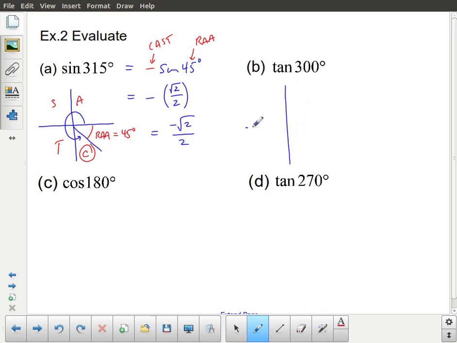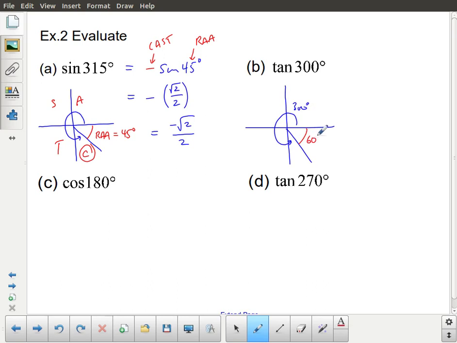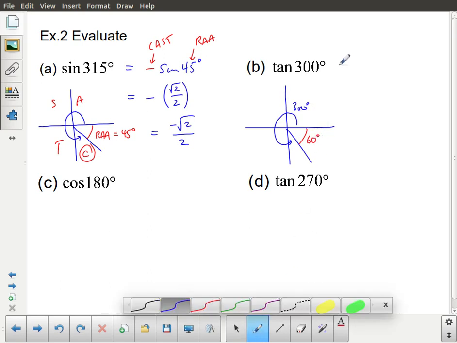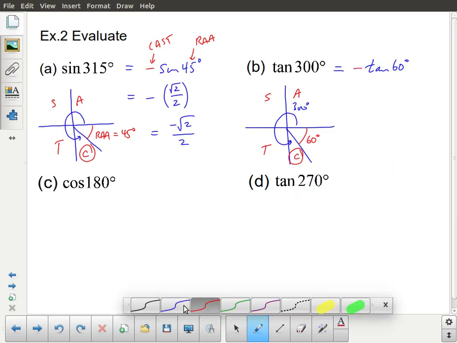The tan of 300 degrees. This one is also in quadrant 4. Here is 300 degrees. So what's the related acute angle in this case? That would be 60 degrees. The tan of 300 degrees is the same as the tan of 60 degrees, but we can't forget to make use of cast here. And cosine's positive in quadrant 4, which means tan is going to be negative in quadrant 4.